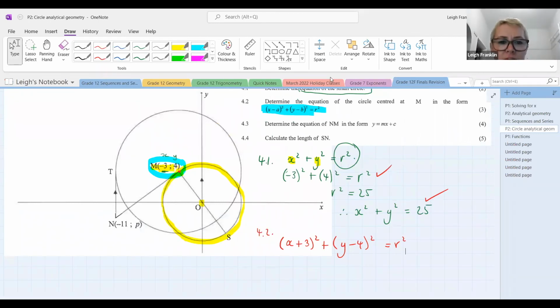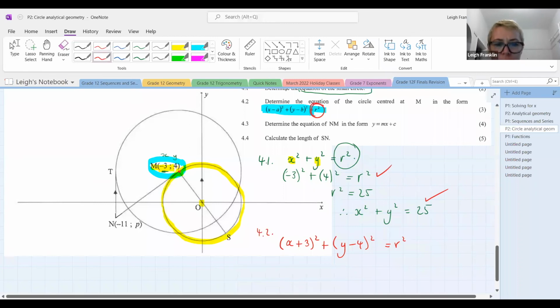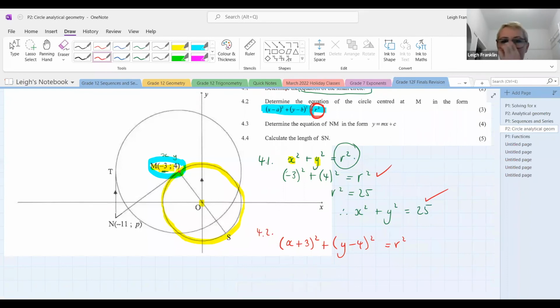If they want us to find the equation of the circle, what are they really asking us to calculate now? They want r squared from us. If we want to calculate r squared, we need to know a point that we can sub in, because we can't calculate r squared if we don't have a point to sub in over here, unless there's another way that we can do it. So now we're going to have a look at the diagram.